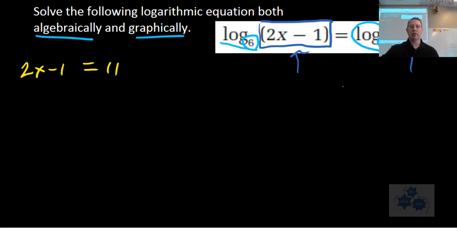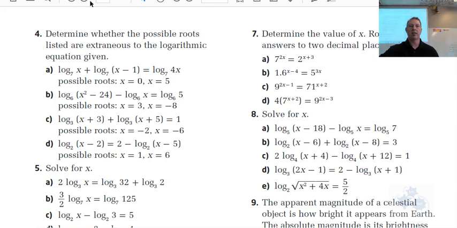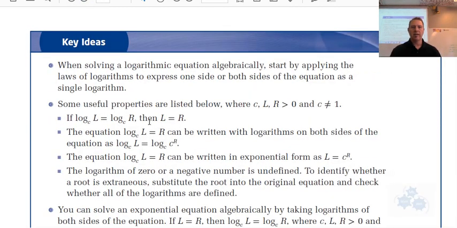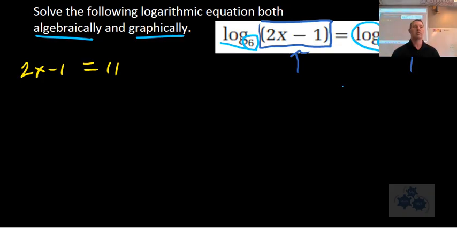And if you don't believe me, let's see. I think this was back here in the key ideas. Right here, wasn't it? Yeah, if log of L base C equals log of R with the same base, then L equals R. So that's a little tip that we talked about yesterday. So what is x here? You could probably do this in your head even. Add 1, that becomes 12. Divided by 2, x is 6. All right, so that's easy, algebraic.